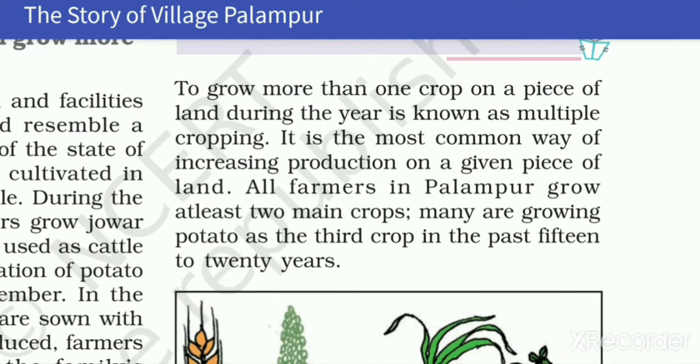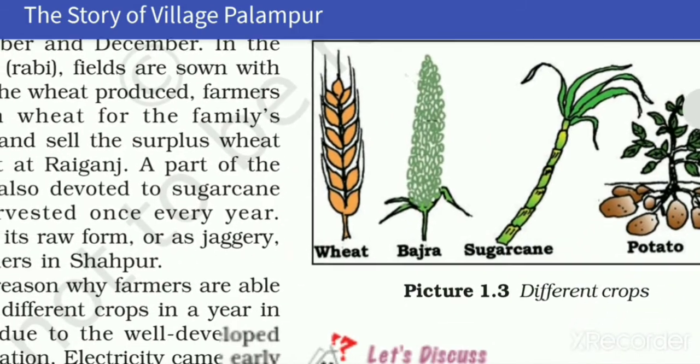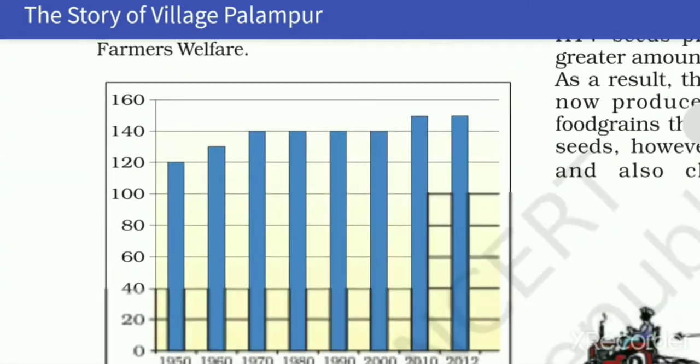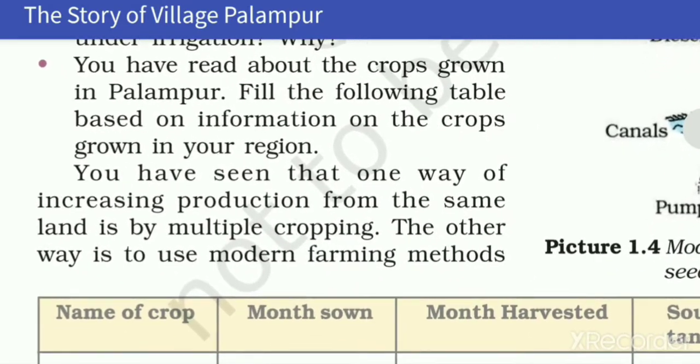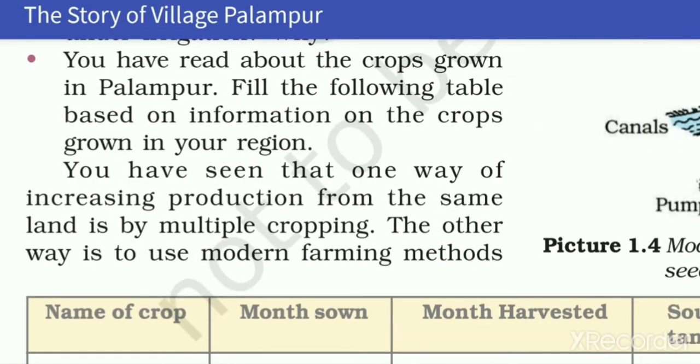That is why all the farmers in Palampur grow at least two main crops, like jowar and bajra as one type, wheat as the second type, and potato as the third type of crop. In this way, we saw one way of increasing production.